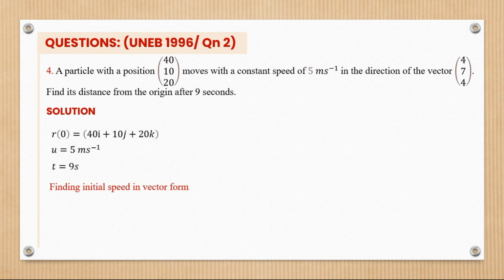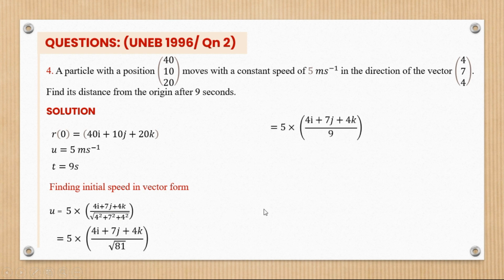Alright, so first of all, we're going to convert this speed into vector form. That means we're going to multiply it by the unit vector of the direction. So we're going to have u being equal to 5 times the unit vector of this, which shall be that, and we shall have it this way. So we shall have 5 times that, and I'll be left with 5 over 9 times (4i plus 7j plus 4k) meters per second.